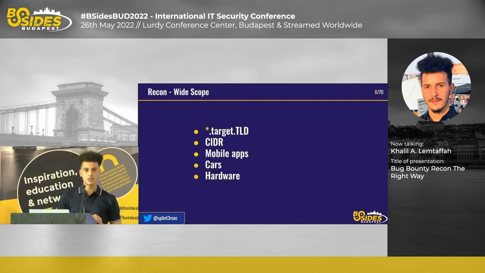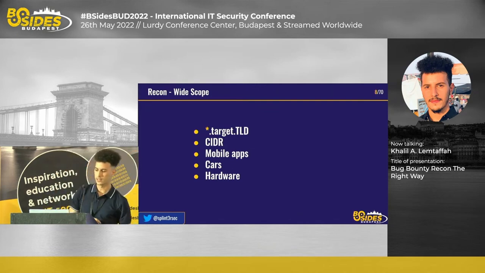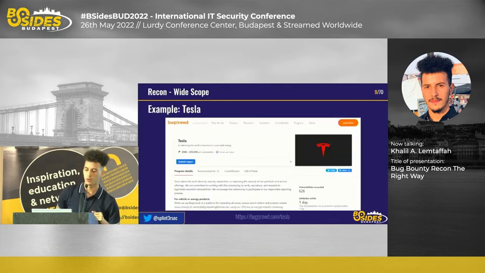The components of a wide scope are many. You can find subdomains like star.target.tld. You may also find CIDR notations for IP addresses, or mobile applications like Android and iOS. You can even find cars included in scope, or hardware. A good practical example of a wide scope target is Tesla, which has its own program on Bugcrowd, a bug bounty platform.